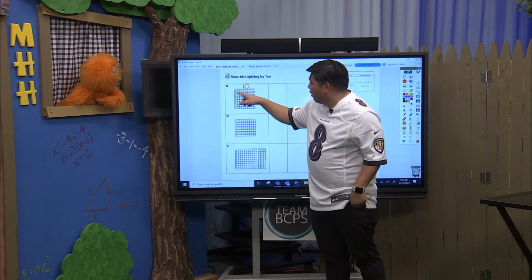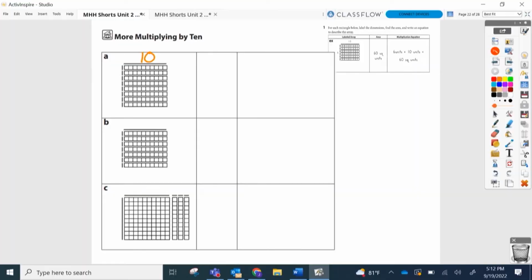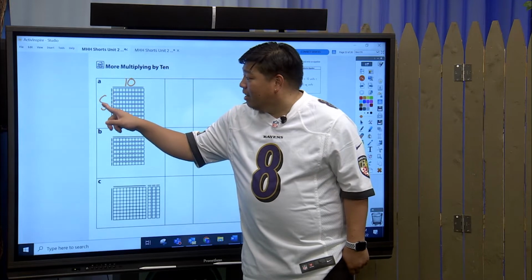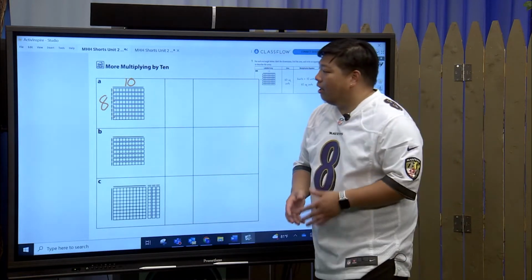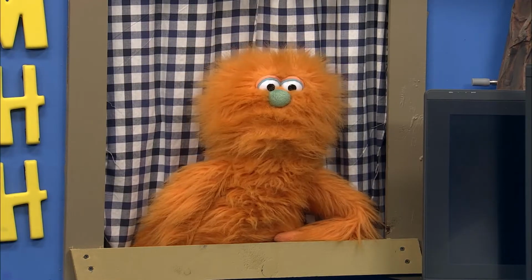Now we have our ones going down the side. So 1, 2, 3, 4, 5, 6, 7, is it 9? It's 8, I believe. I may have counted too many. 1, 2, 3, 4, 5, 6, 7, 8. So boys and girls, you've got to be careful when you're counting to make sure that you're counting accurately. I went too fast. I've got to slow down.